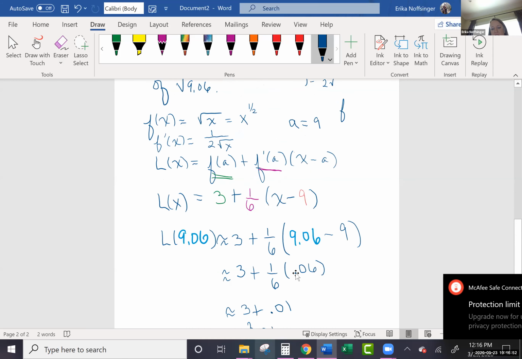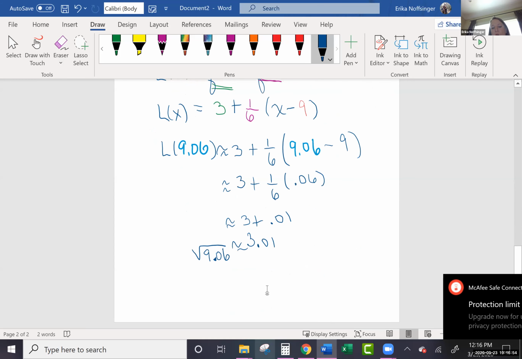So they might ask you on your homework, what was the estimation error? And so you would look at your answer here and the correct answer and subtract it. So any questions on that?